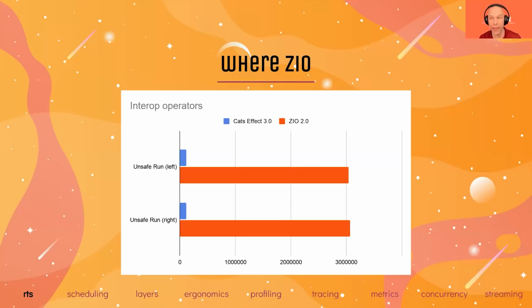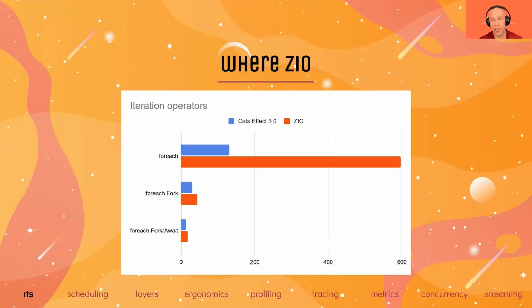Because to be practical, you've got to be able to use all the existing libraries out there without significant performance penalty. And you can see here that just the order of magnitude, how much faster ZIO 2.0 is than, for example, Cats Effect 3 is just tremendous. Opening up the doors to more or less, you don't even have to think about interop anymore. If you need to unsafe run something, you just do it, and it's super fast.